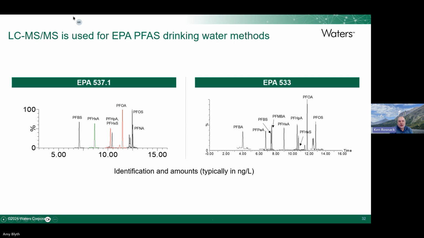If you look at running these in drinking water, the peaks for 537.1 are on the left and 533 on the right. Again, you'll see some distinct differences. Some of the compounds retain a little differently. Some of the compounds you look for in one method may not be in the other method. Hence the development of 1633, taking the compounds in both of these methods and putting them all together, and then some, for non-drinking water methodologies.